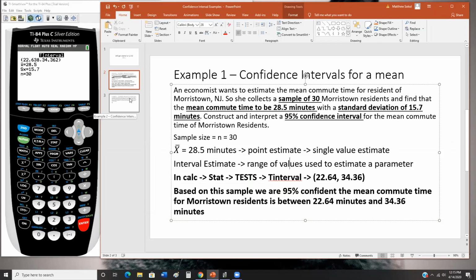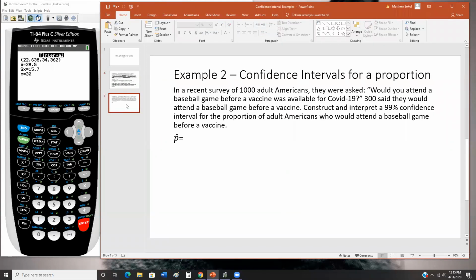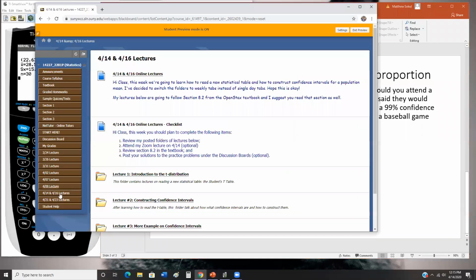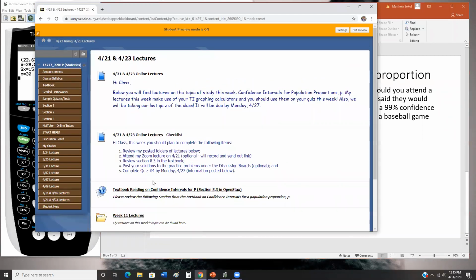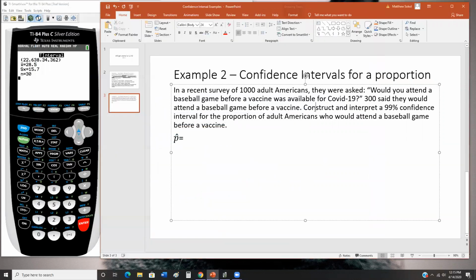All right, let's do another one, a little bit different. Next week, in this week and next week in the 421 and 423 lectures, you're gonna learn in a little more detail about expanding this confidence interval to talk about proportions. This was actually a survey that came out last week. It was all over the news.